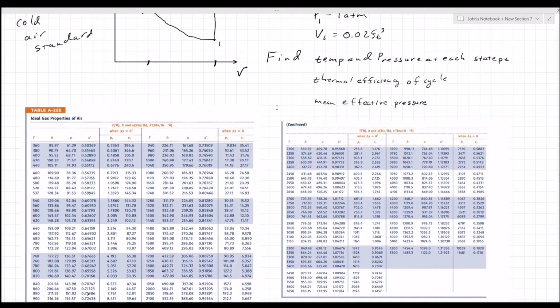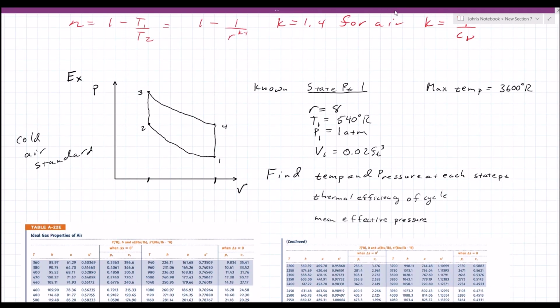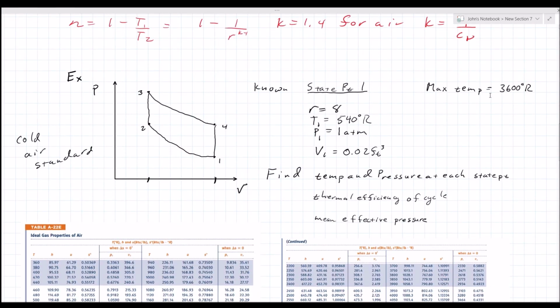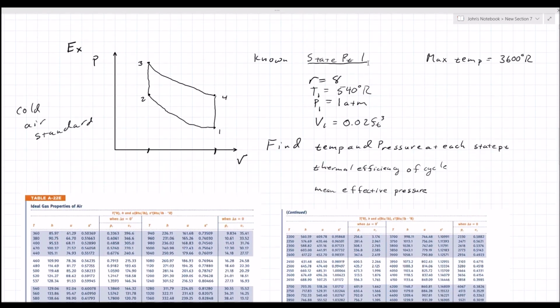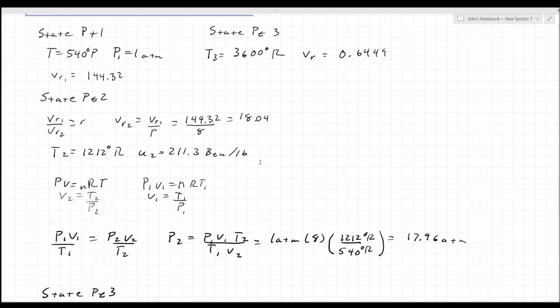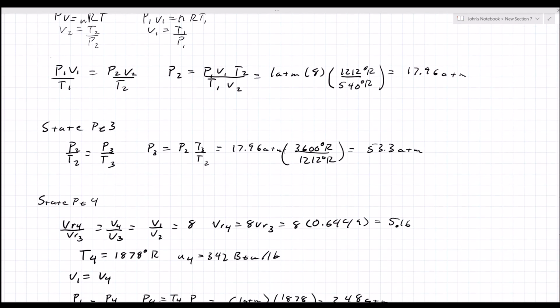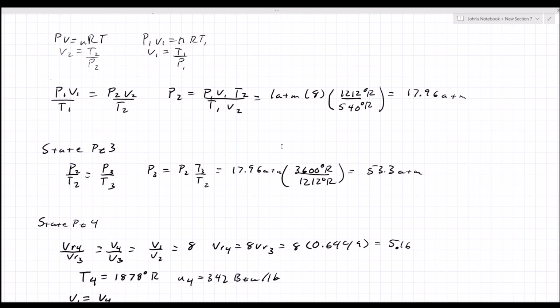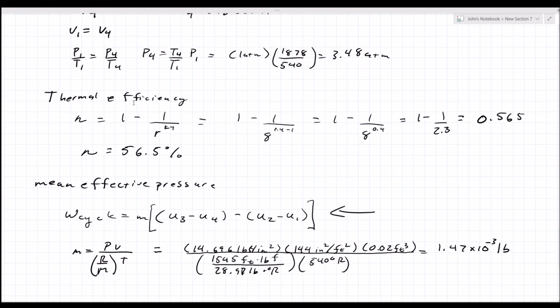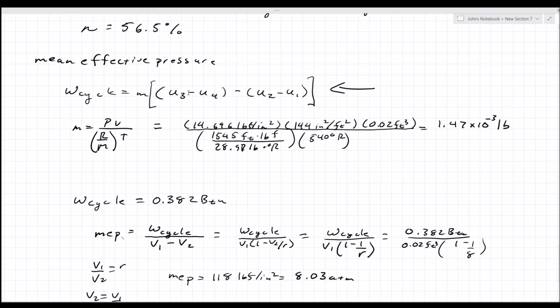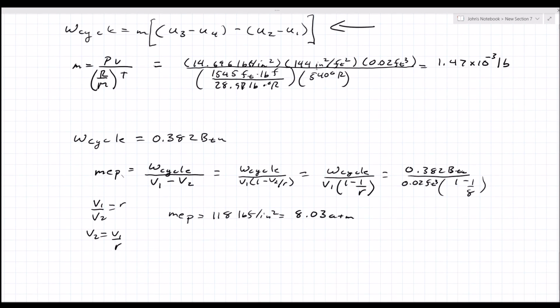Using the cold air standard cycle, we have the state points and the formula we were given. We were able to use these tables and the compression ratio to determine the values of every single state point: the pressure, temperature, internal energy. And then we combined it all. We can use compression ratio to determine the efficiency, which we did. And then we found the mean effective pressure by finding the work of the entire cycle and dividing it by the change in volume. And there we go.